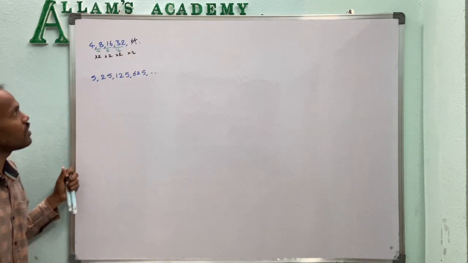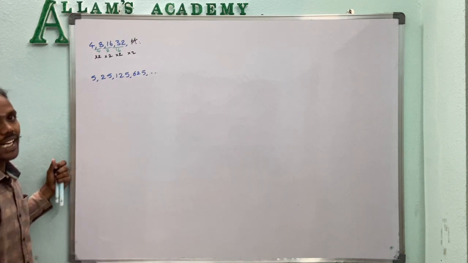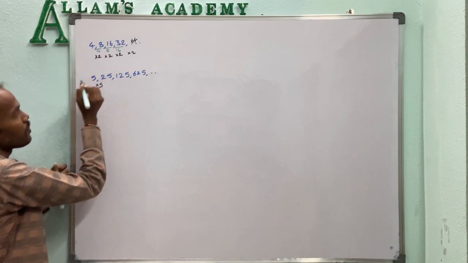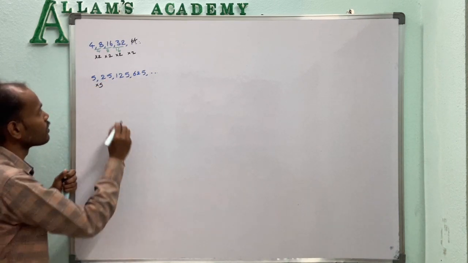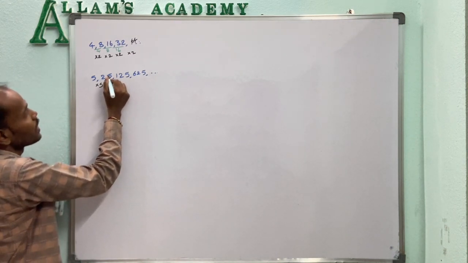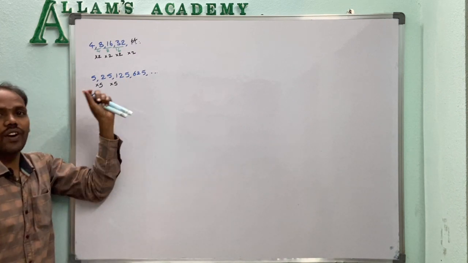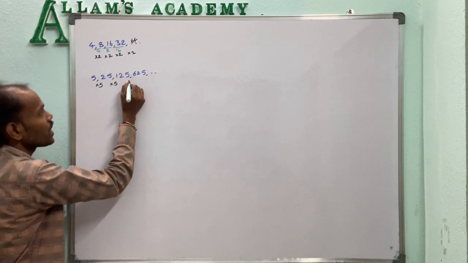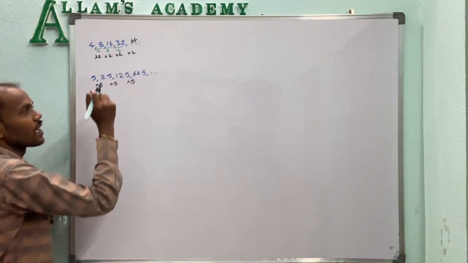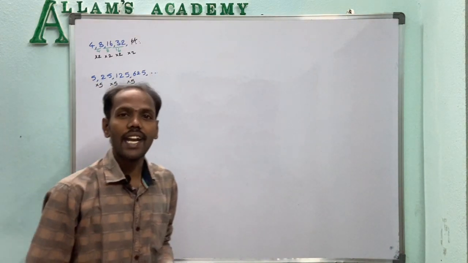Similarly, in the second example, the common difference is also not equal. But 5 is multiplied by a fixed term, 5, and we get 25. This 25 is multiplied by the same constant 5, and we get 125, and this 125 is multiplied by the fixed term 5, and we get 625. So by that model we can expect the next number.